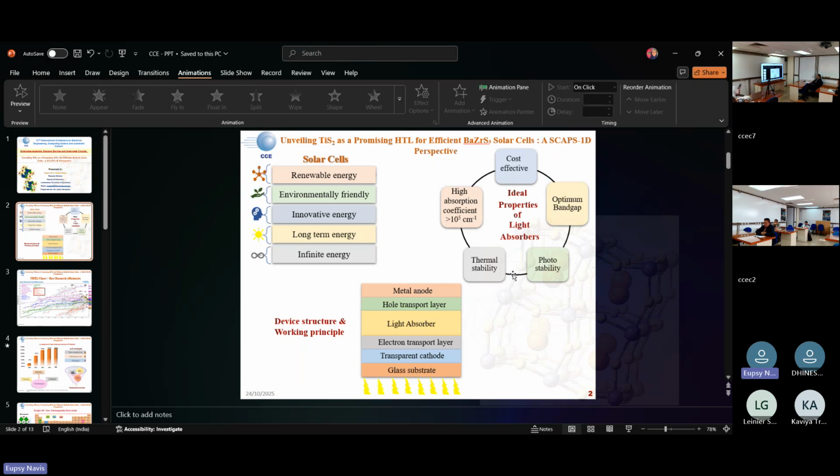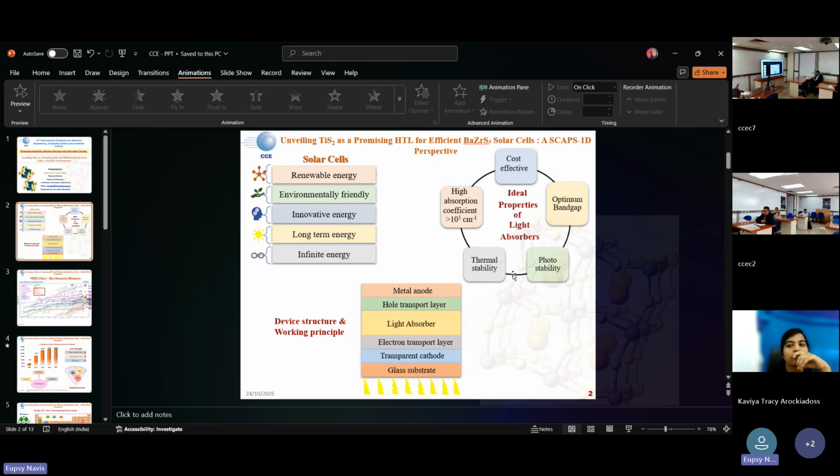Moving on to the introduction, solar cells are a renewable energy source and they are environmentally friendly, innovative, long term and infinite owing to their abundance. The ideal properties of a light absorber include being cost effective, having an optimum band gap and a high absorption coefficient, and being thermally stable and photostable. This is the device structure of a solar cell, consisting of a glass substrate, transparent cathode, electron transport layer, light absorber, hole transport layer, and metal anode.